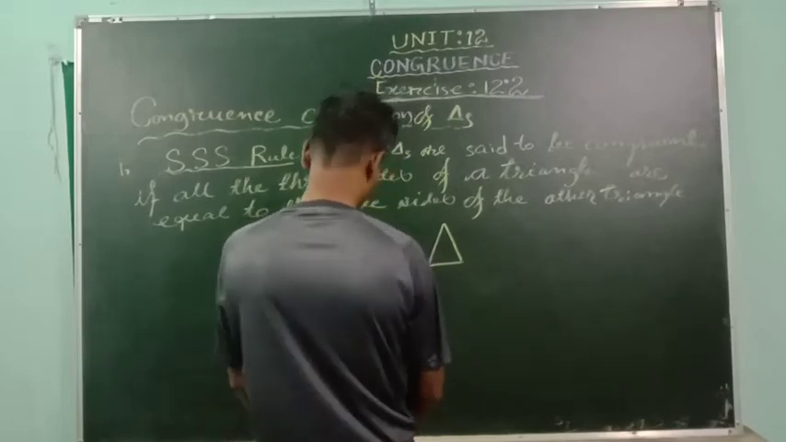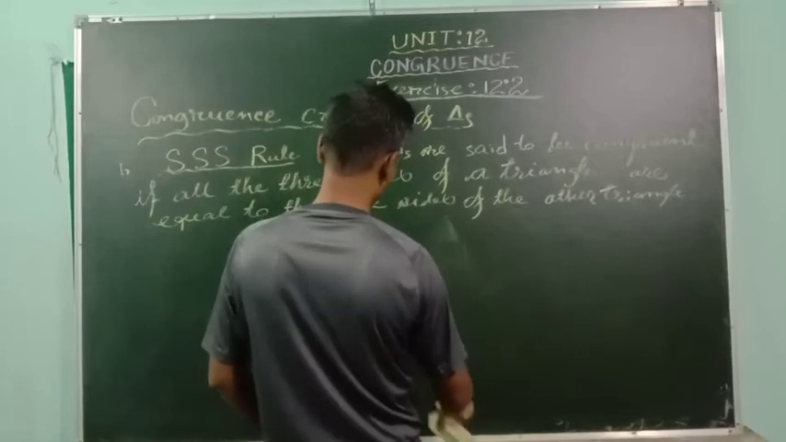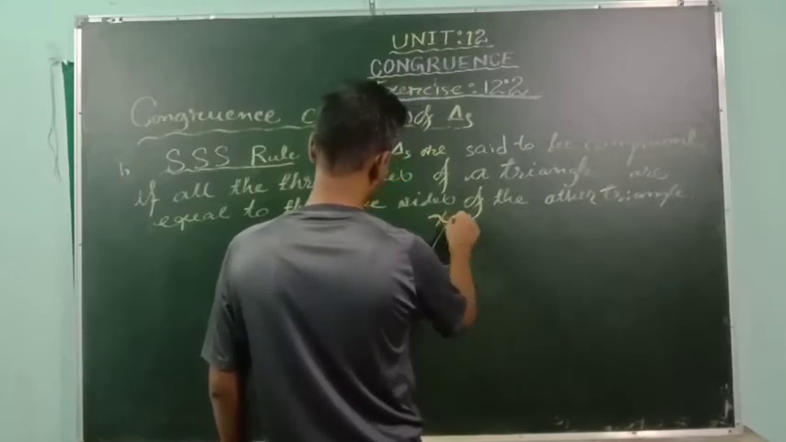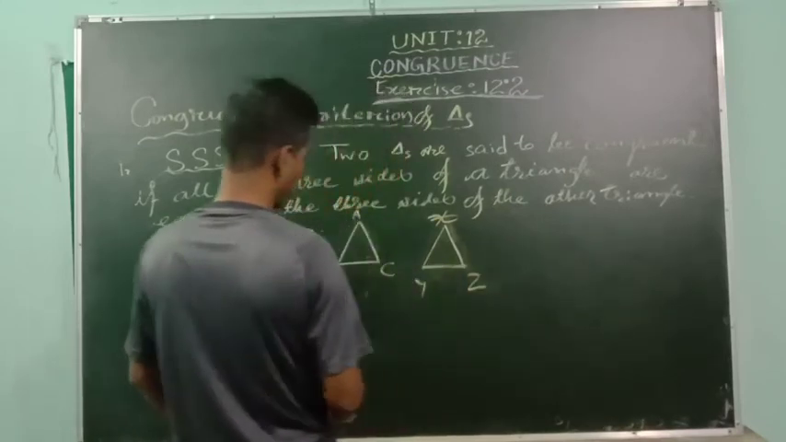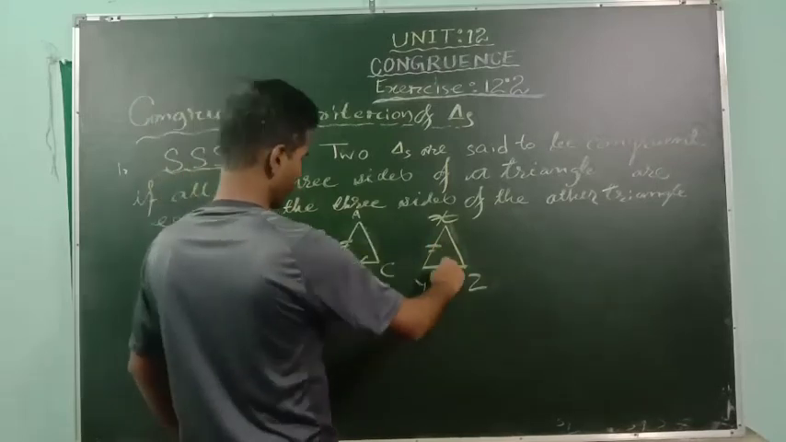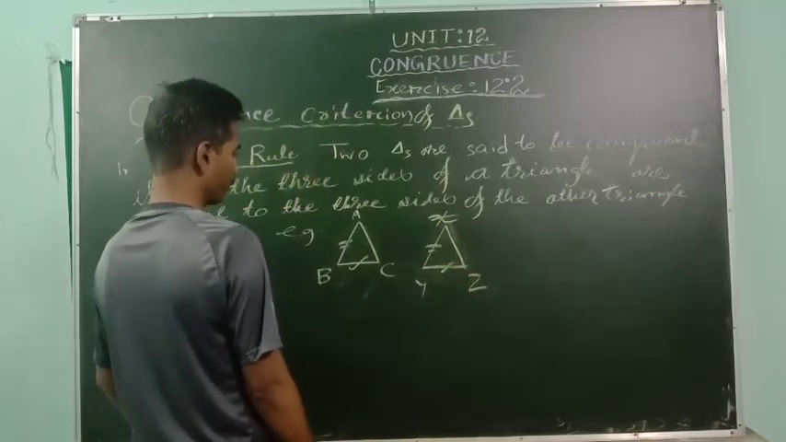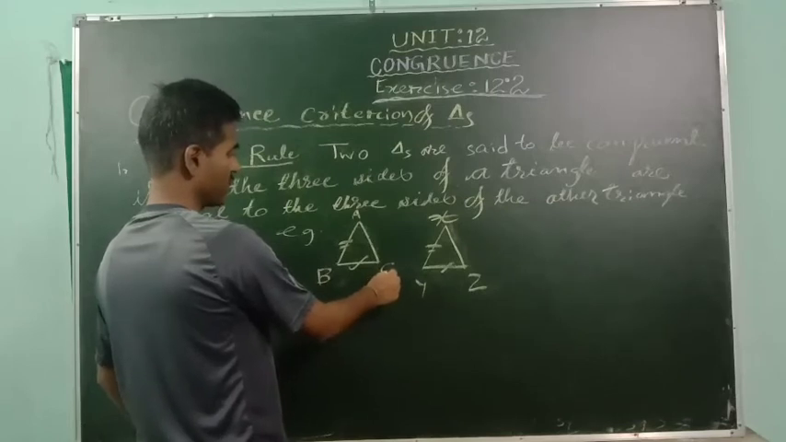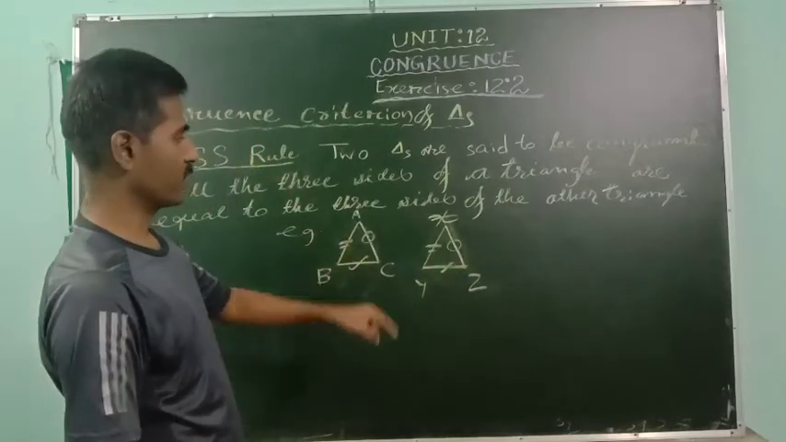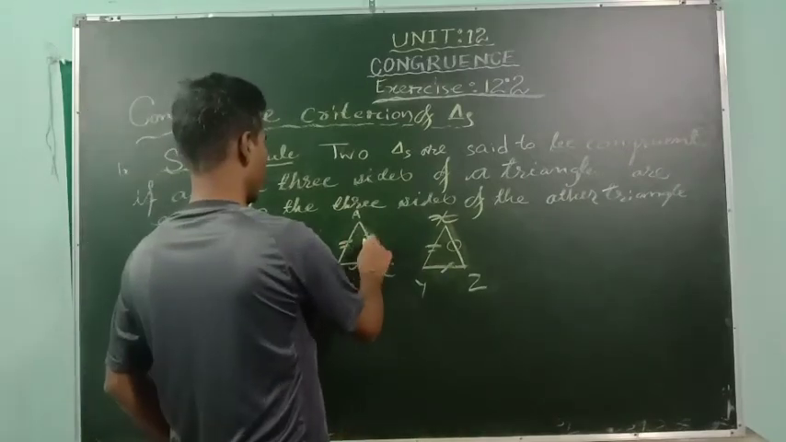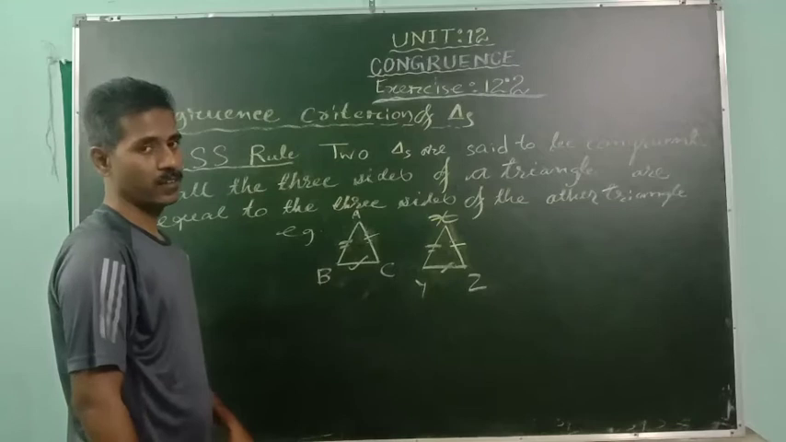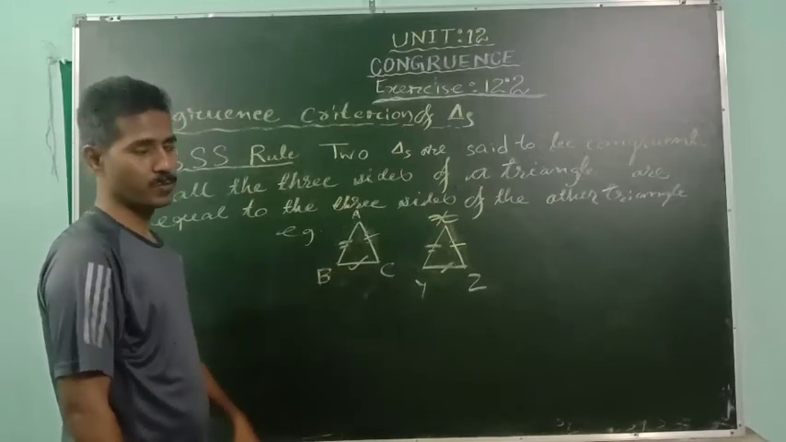say XYZ. Now, if side AB equals side XY, side BC equals side YZ, and side AC equals side XZ, then these two triangles are said to be congruent to each other.